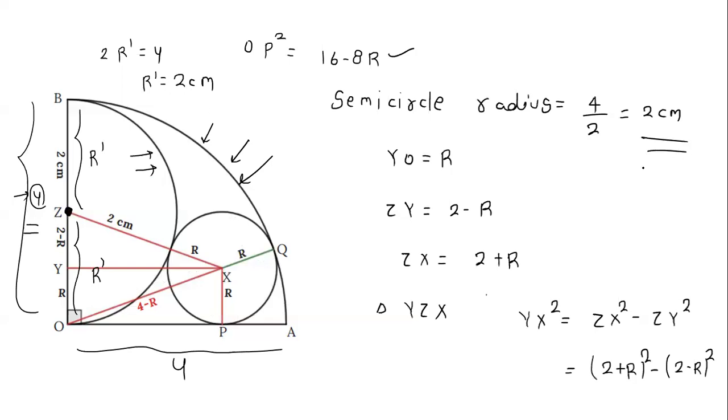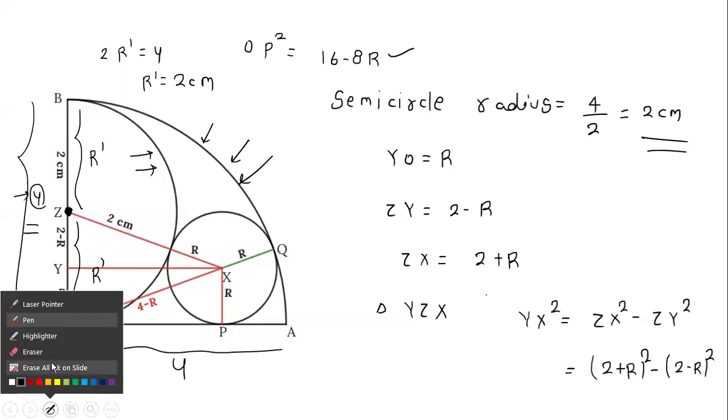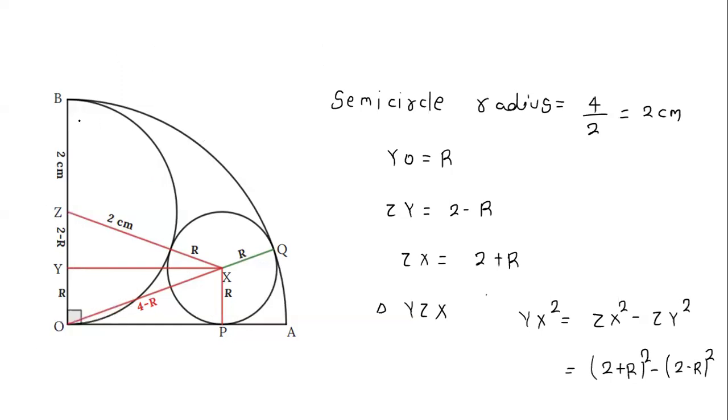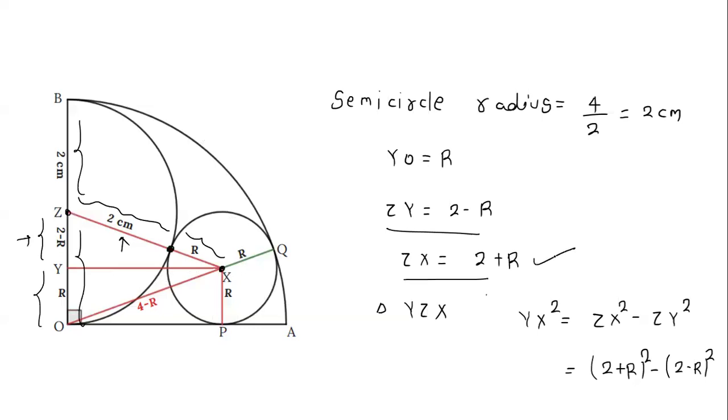So I just write that here. Now we know this distance is 2 centimeter and this distance is also 2 centimeter. But we know this distance is capital R, so we can write this distance as 2 minus R. So this ZY distance is 2 minus R. And from Z to any point on the circle, this distance is also equal to the radius, which is 2. And from the X point to this point, this distance is capital R. So we can write this whole distance ZX as 2 plus R.